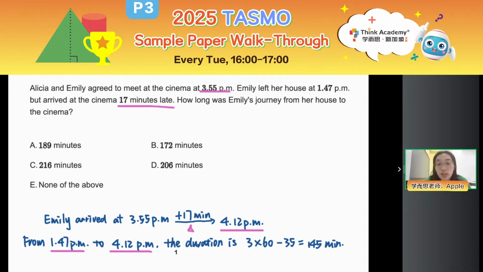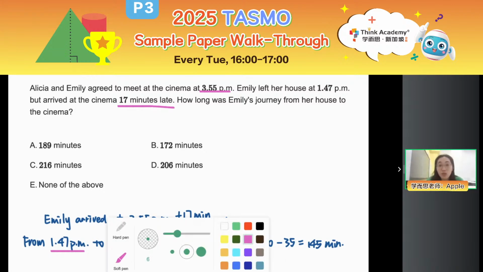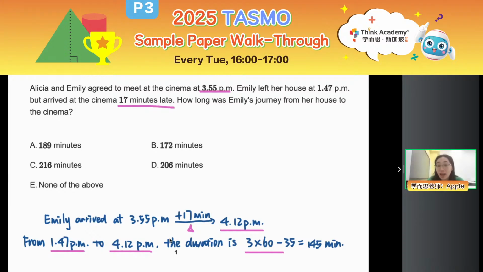Well, firstly, you can check what is the hour part. For the hour part, from 1:47 to 4:47, you will get 3 times 60, which is 180 minutes. But actually, you just stop at the 12 minutes, so here you just minus the extra. That is why we can get the answer 145 minutes. Okay.